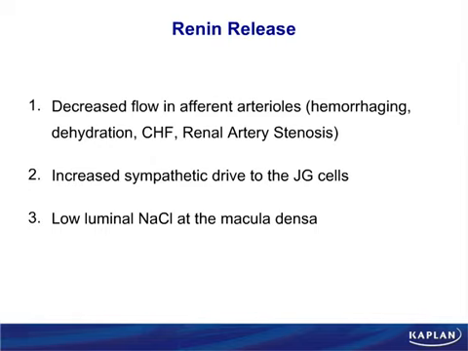3 things. Decreased flow in the afferent arterioles will stimulate renin release. Clinical examples: hemorrhaging, severe dehydration due to diarrhea, vomiting, being lost in the desert. Low flow states like CHF. Patients with CHF have high renin secretion. Very commonly tested. Renal artery stenosis, another high yield topic. In renal artery stenosis, they have high renin secretion because renal artery stenosis leads to low flow in the afferent arterioles, and that will stimulate renin release. That's another high yield topic.